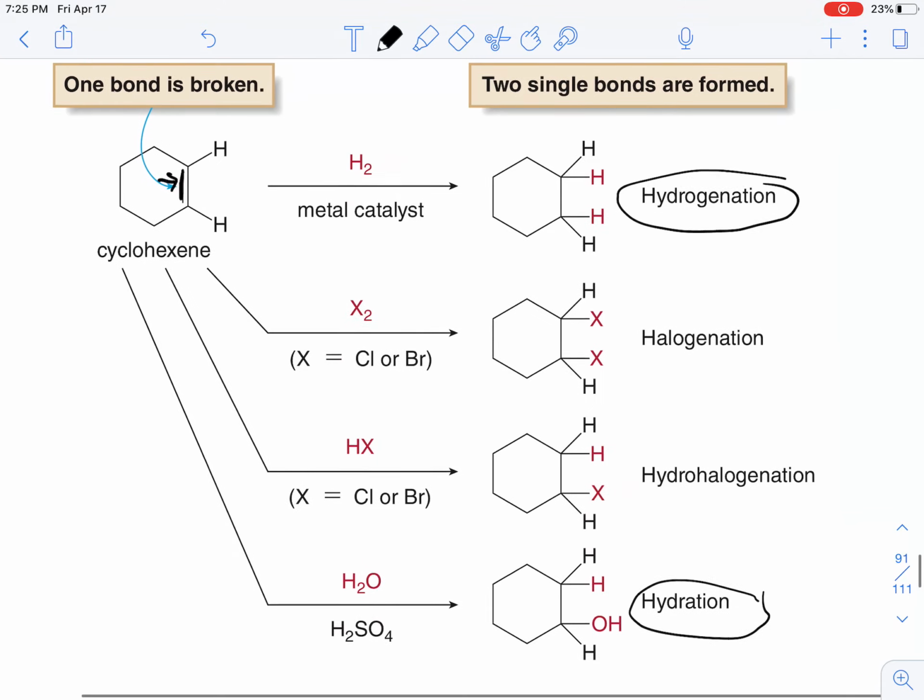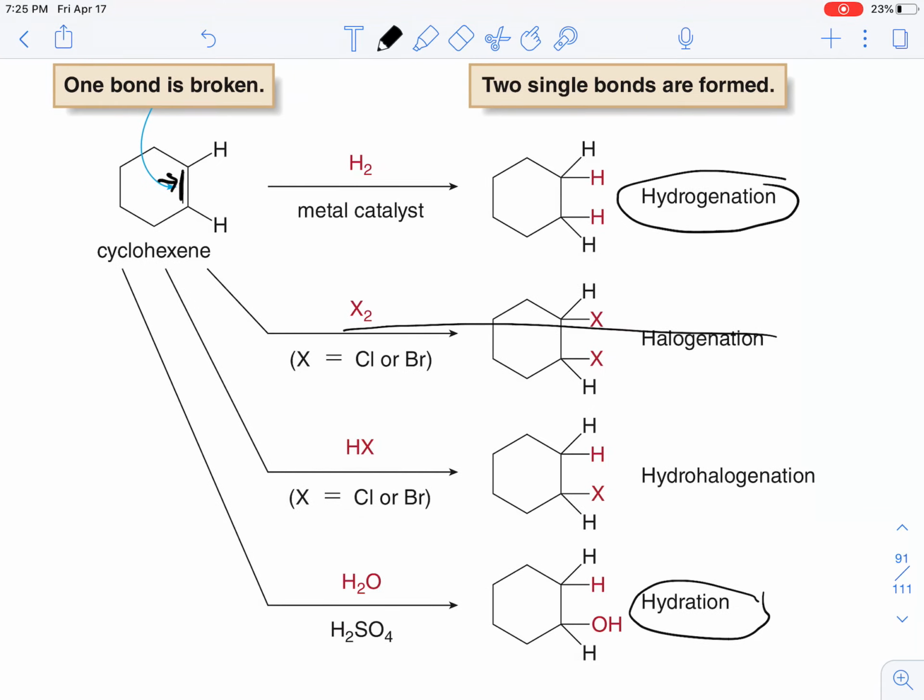We're not going to focus on halogenation or hydrohalogenation for Chem 104, but that's something that is observed and taught in the full year of organic chemistry. We're going to start with hydrogenation.